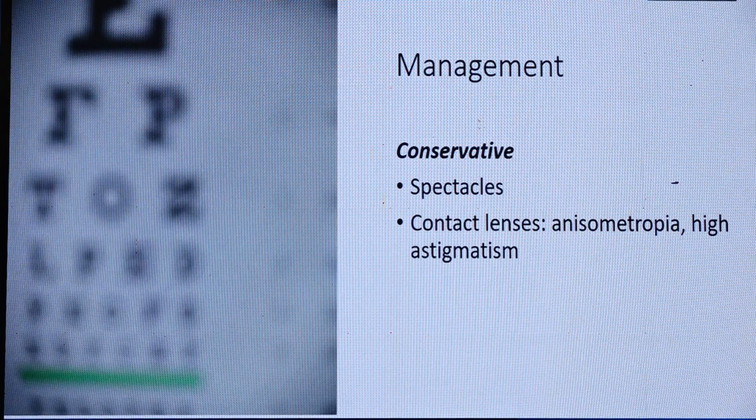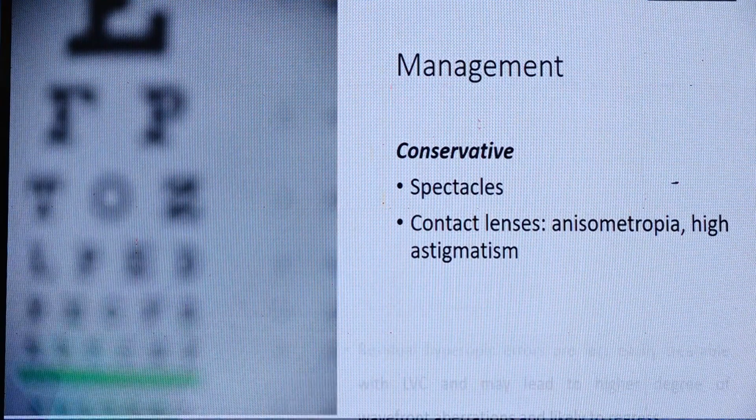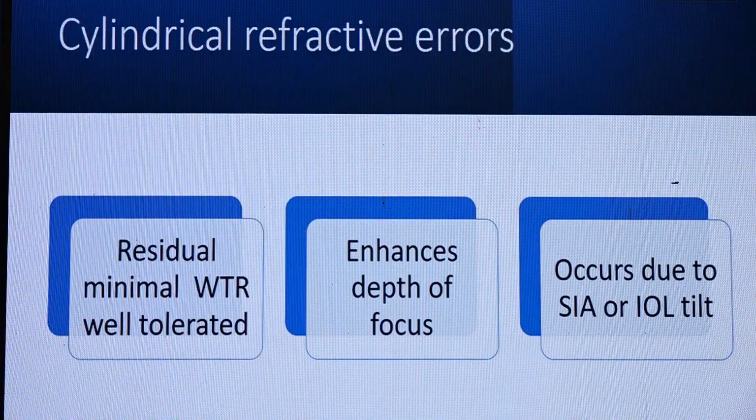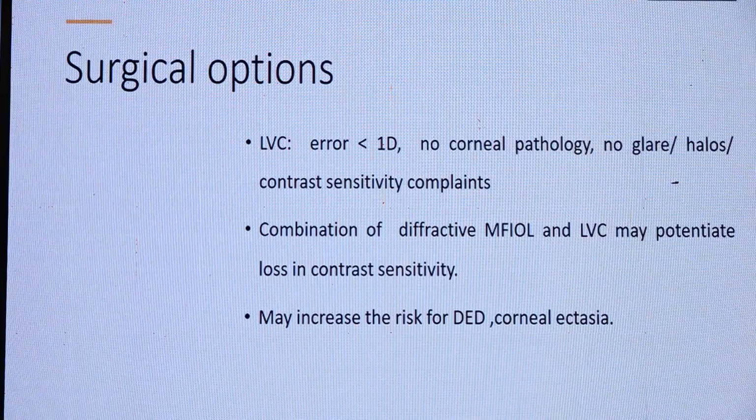So how do we manage it? It could be conservative, with spectacles or contact lenses. Contact lenses can be used in patients with anisometropia or high astigmatism. Or we have to titrate whether it's a cylindrical error or a spherical error. If spherical error, myopic error is generally well tolerated. Multifocal IOLs are less tolerant. EDOFs are well tolerated again. And hyperopic surprise is very difficult to handle. For cylindrical errors, minimal cylindrical error enhances depth of focus, so we don't need to worry much. But if it's much more, we need to address that.